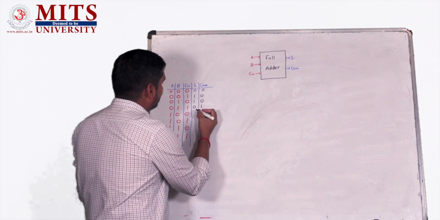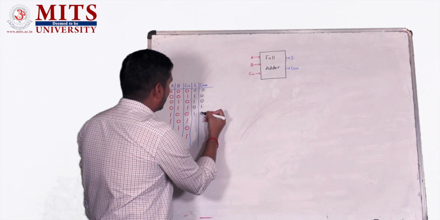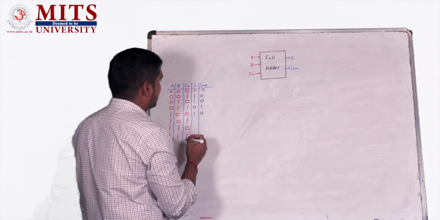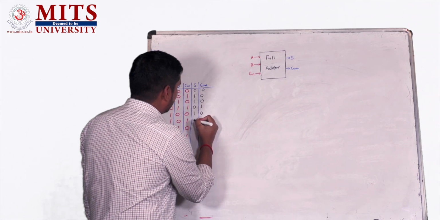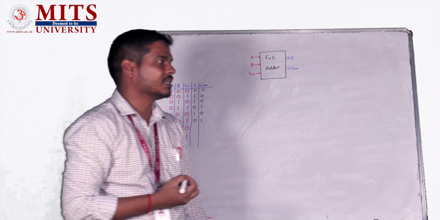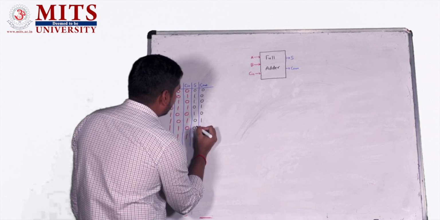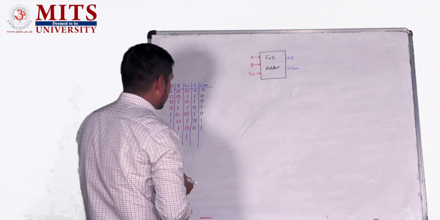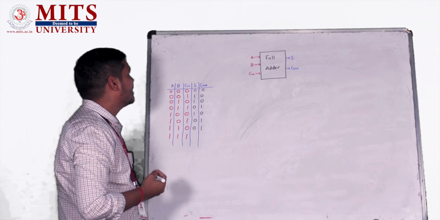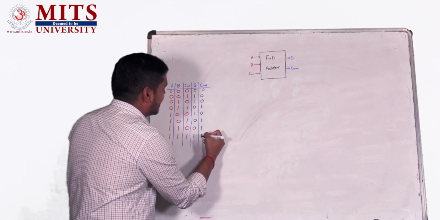Next, 1 plus 0 plus 0, the sum will be 1 and carry generated will be 0. Next, 1 plus 0 plus 1, again it is equivalent to 2, which is 1 0. So this LSB will come here 0 and 1 will be the carry generated for next bit operation. Next, 1 plus 1 plus 0, same thing, 0 will come here and 1 will come here. Next, 1 plus 1 plus 1, that will add to the 2-bit binary equivalent of 3, which is 1 1. So 1 will be the sum and 1 will be the carry.